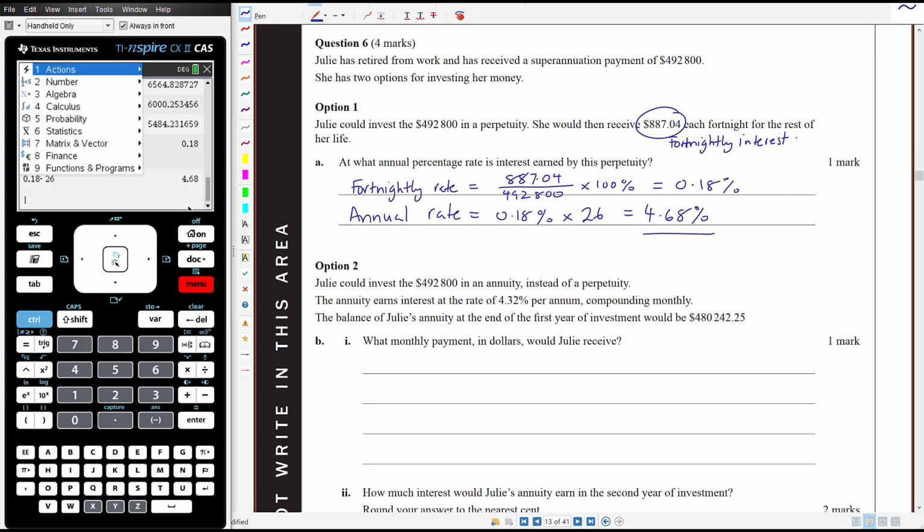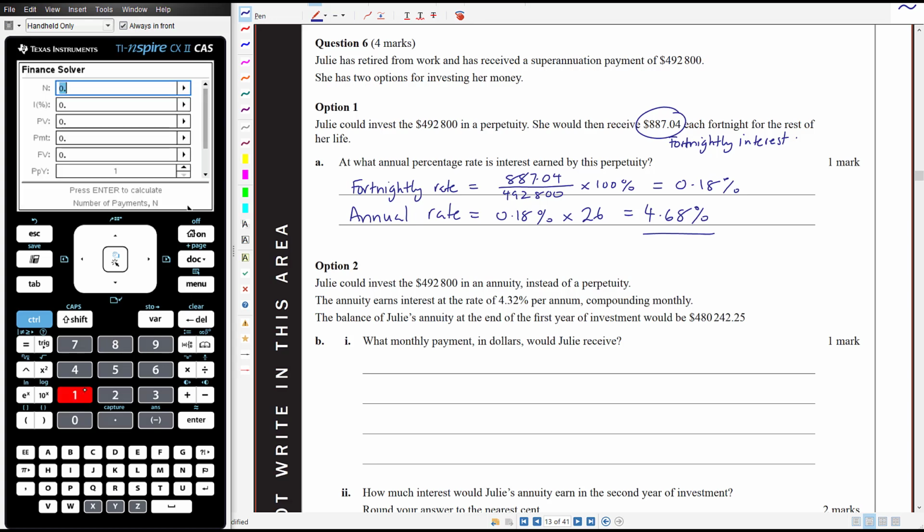Okay, so we're going to need our finance solver. Now N is going to be, so she's getting monthly payments and we want to know end of 1 year, so N is going to be 12. The interest rate we know is 4.32. The principal value, the present value, is going to be the initial amount she invests, and she's investing it, so it's negative, going away from her to the bank, negative 492,800.